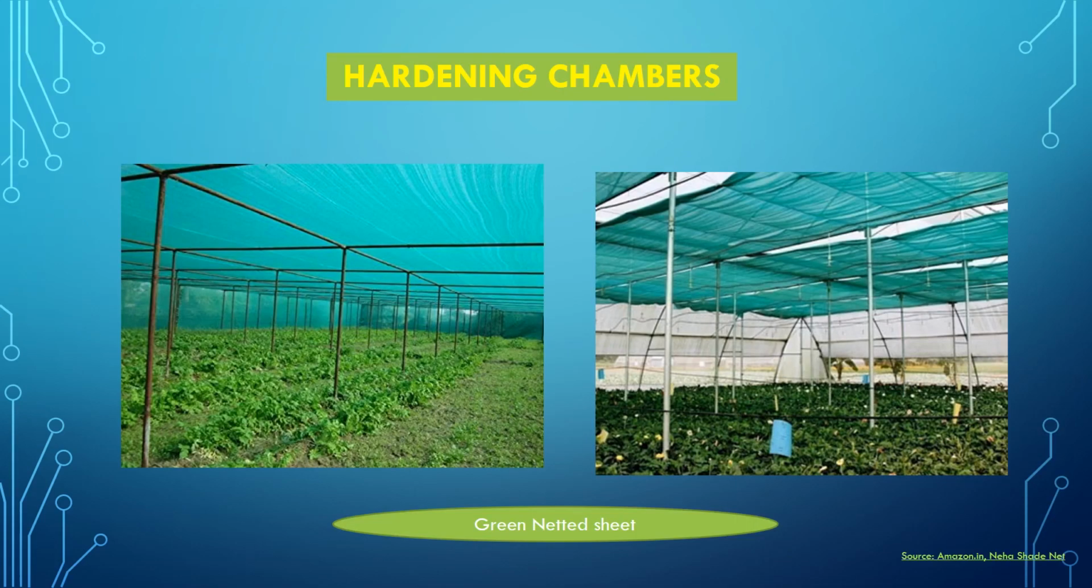More commonly, in our country, hardening chambers are constructed using metal structures that are fitted with green netted sheets. They are used in acclimatizing the plantlets. Later, these plantlets are shifted to similar structures with transparent plastic sheets instead of glass. After hardening, the plants are ready to be taken to the field condition, where they can continue to grow on their own without any medium support.